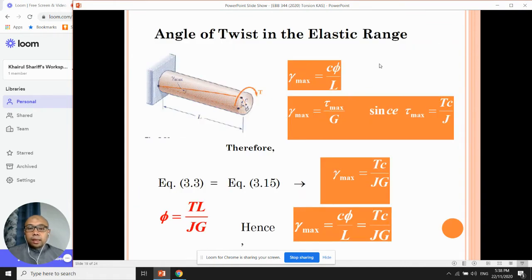Okay, and then for the angle of twist, this is the derivation from the combination of the shear strain equation as well as the torsion Hooke's law condition. From this derivation, you can get this kind of equation.